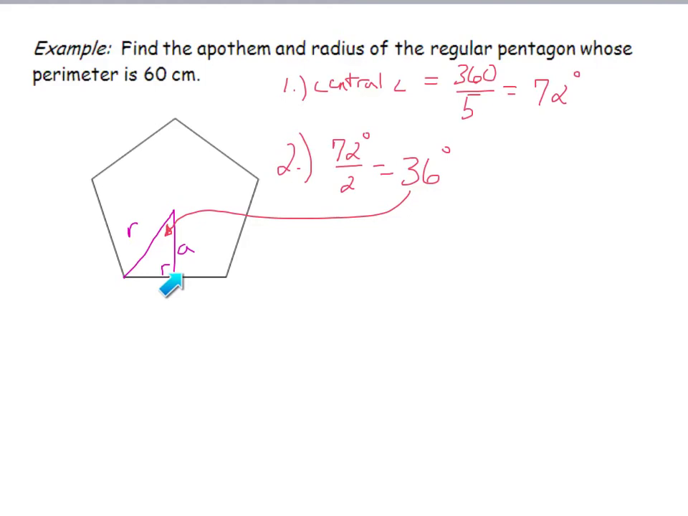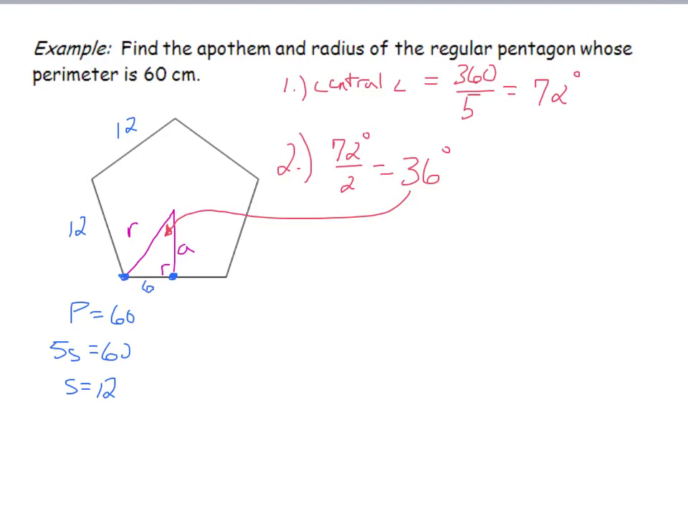I don't have anything labeled right now, but they did give me a really important piece of information: my perimeter was 60. Since the perimeter of this pentagon is made up of 5 sides, each side is 12 units long. And the apothem actually splits the side into 2 congruent parts, so this is going to be 6.